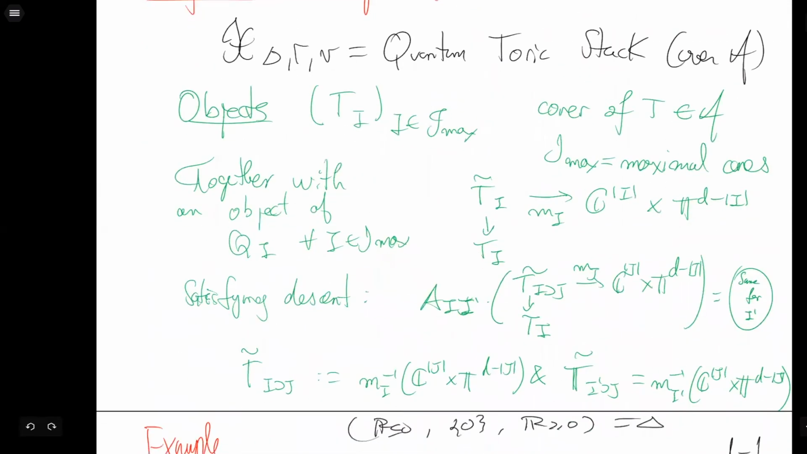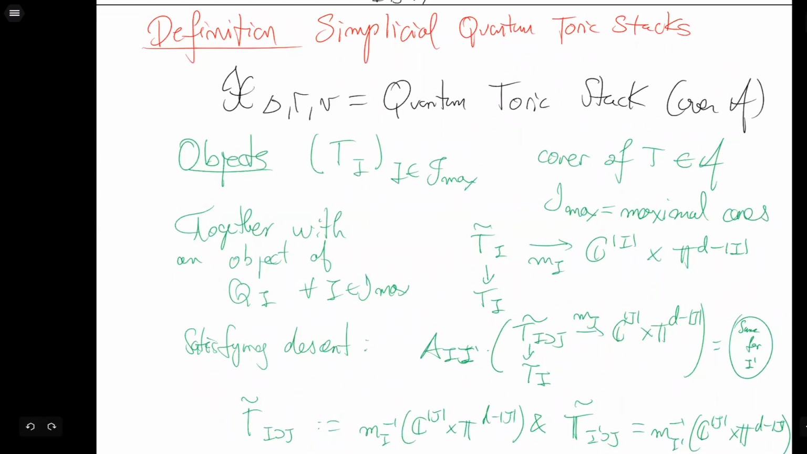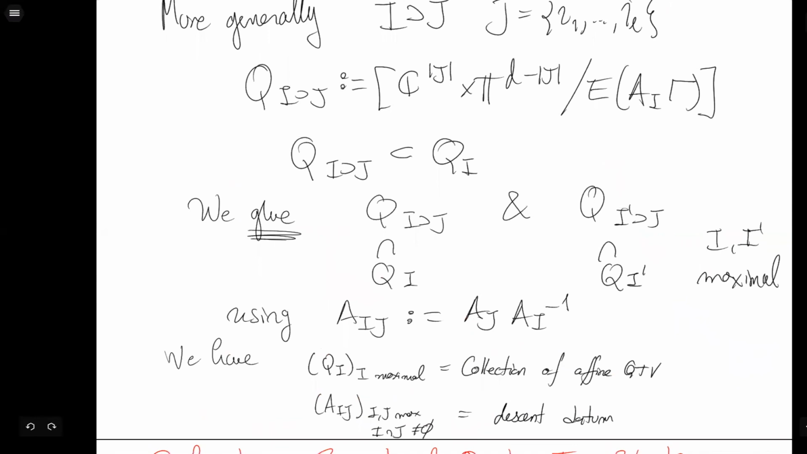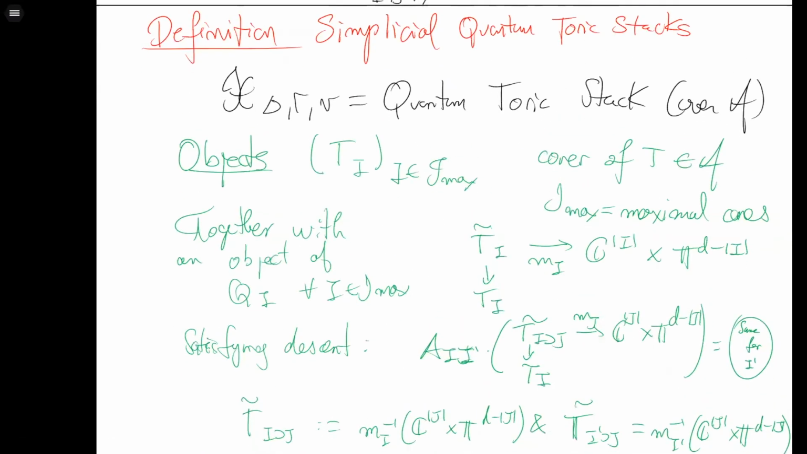But of course, we have to produce it as a stack over A with that datum, and we can do it. This starts to get quite technical. Let me just go very quickly over it. We are going to glue all those affine toric varieties to produce a global quantum toric variety. Let me just stop before I do all this very technical slide. This is just the algorithmic definition given the fan.